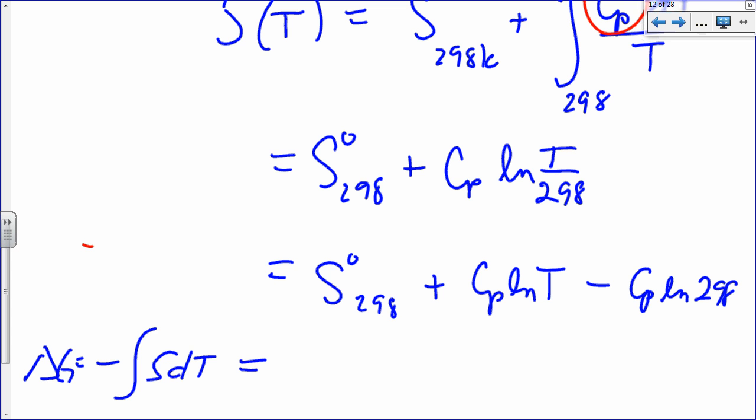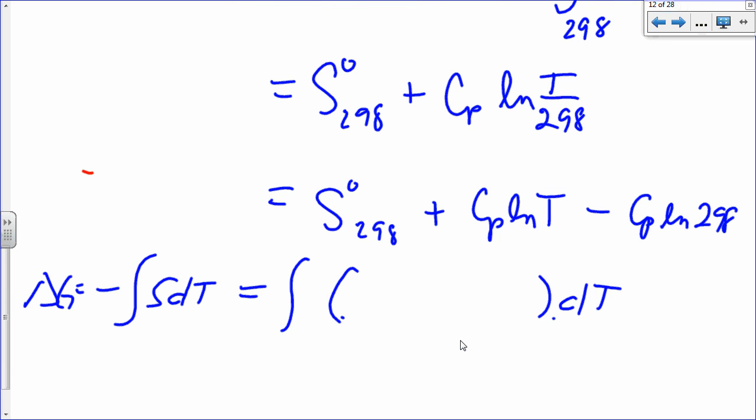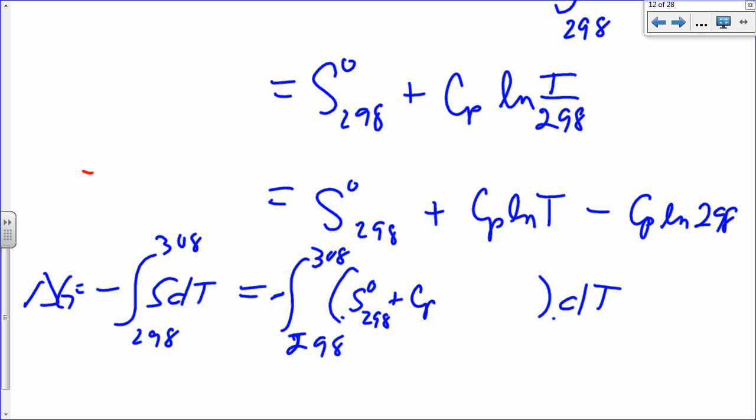So Catherine, what would I plug in here? I'm putting the negative sign out there. So this is going to be from T1. Okay, we're doing this from 298 to whatever 308, right? For our problem. So what would I have to do here? S naught of 298 plus Cp ln t minus Cp ln 298. Do I have all these numbers?